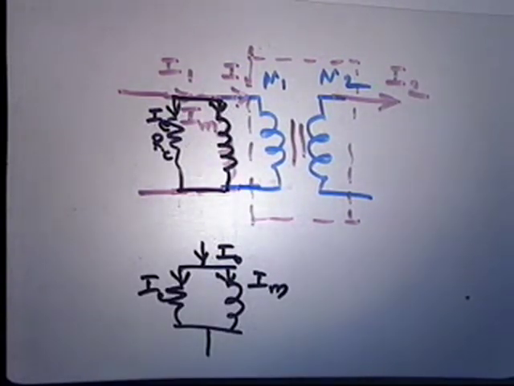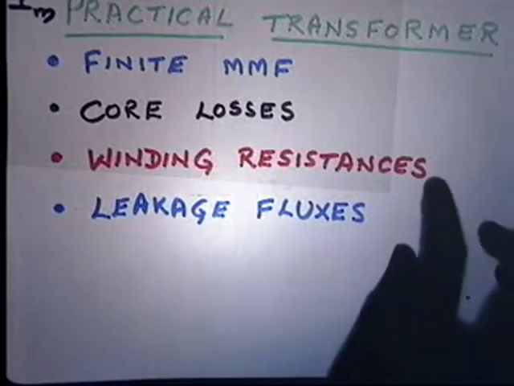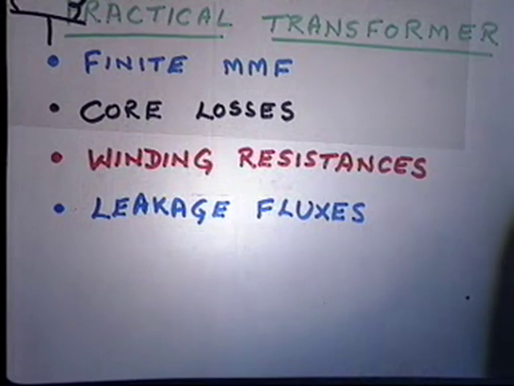Now next, excuse me, I think IM would be constant if these are constant, sir. Yeah, so long as V is constant, yes. What is the next point that we have to account for? What is the third point? Winding resistances. So how do you account for winding resistances?